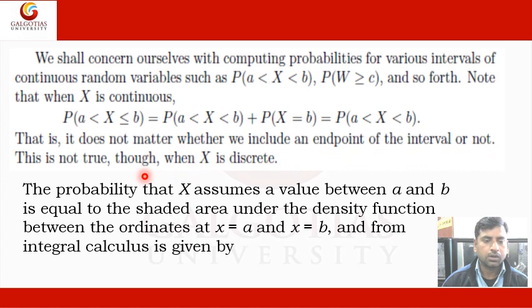This is not true when x is discrete. In the case of a discrete random variable, if we do not include the endpoints, then the probability will change, so we cannot do this for a discrete random variable. The probability that x assumes a value between a and b is equal to the shaded area under the density function between the coordinates x = a and x = b. From integral calculus, it is given by the formula in the next slide.